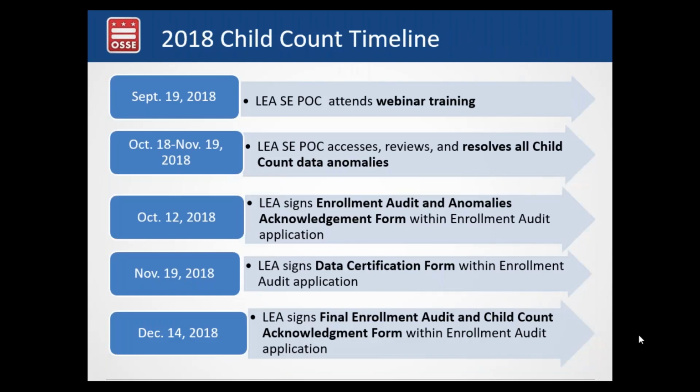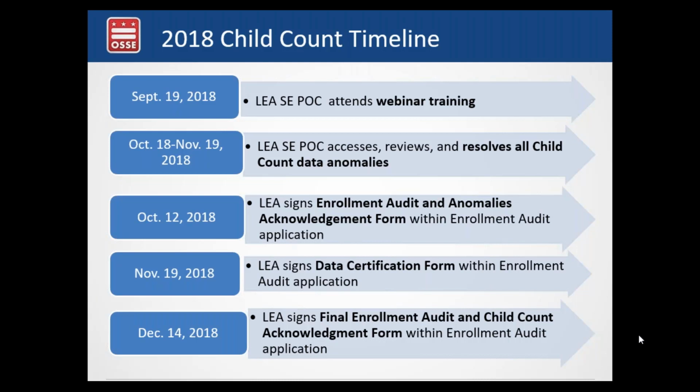The 2018 child count timeline is currently displayed on your screen. September 19th, that is today's webinar training. So if you are attending today's training, you have met that first requirement on our timeline to complete the webinar training. The range of October 18th through November 19th, the LEA Special Ed POC will assess, review, and resolve. Let me repeat that. You will assess, review, and resolve all child count data anomalies.